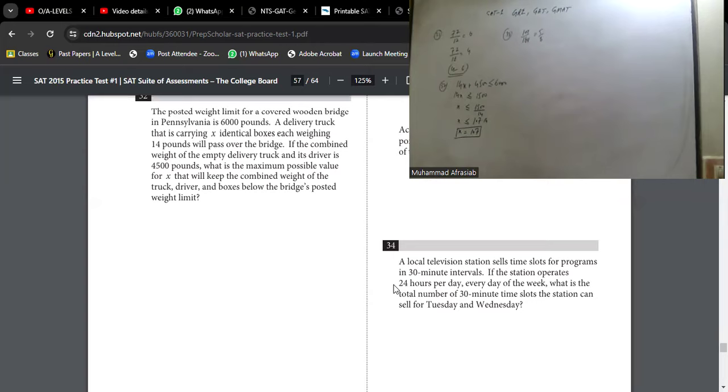Question number 34. A local television station sells time slots for its programs in 30-minute intervals. If the station operates 24 hours per day, every day of the week, what is the total number of 30-minute time slots that the station can sell for Tuesday and Wednesday? Since it is divided into equal 30-minute intervals, the total number of programs in 30 minutes.